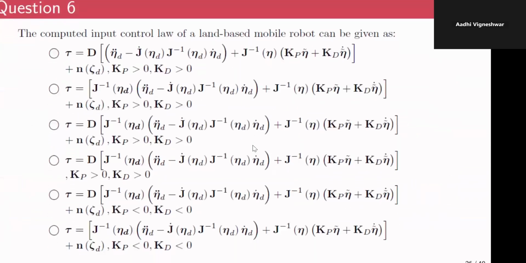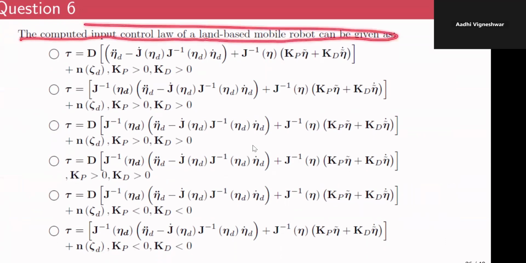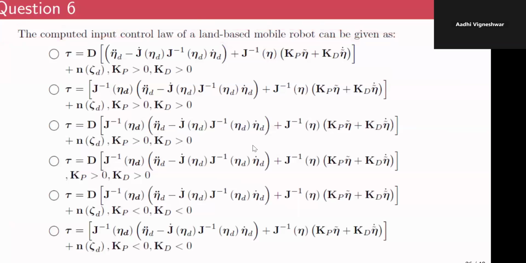So moving on to question 6. This is somewhat involved in math. The question says the computed input control law of a land-based mobile robot can be given as. So, which of the following options corresponds to the computed input control law? So, this is actually a closed loop. Whenever you see a computed input, this is a closed loop control.